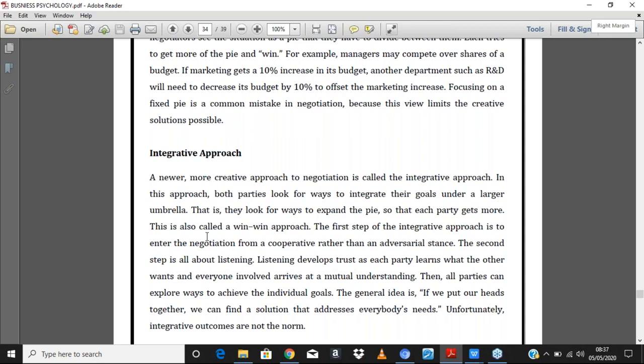The first step of the integrative approach is to enter the negotiation from a cooperative rather than an adversarial stance. That means you approach it from the standpoint that let us cooperate, let us work together, let us look at it as a team, rather than let me get my own and go, which is what the distributive approach is like. Everybody wants to get their part of it and go, but no, in the integrative approach, you want to bring everybody together.